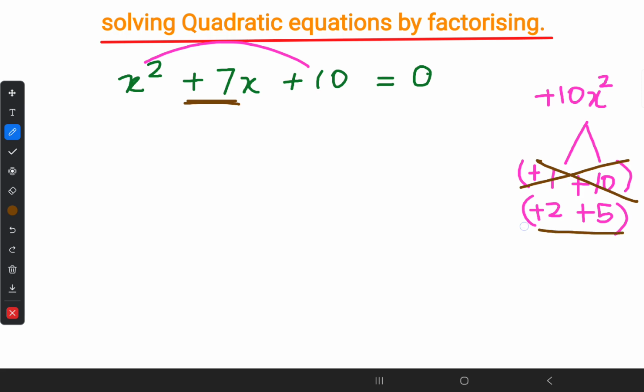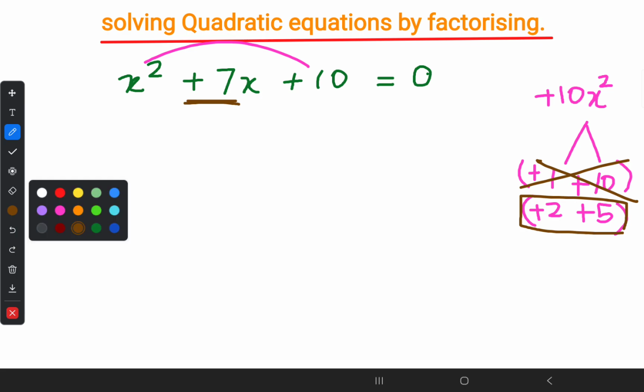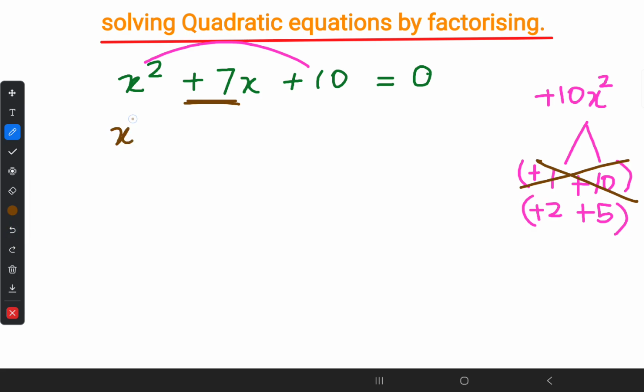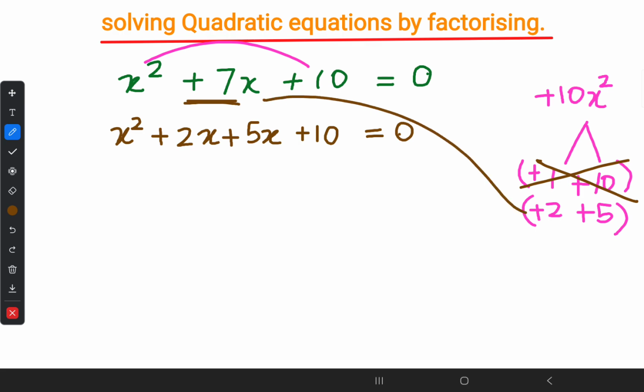Likewise, you can find the suitable multiplication pair. So it would be x square plus 2x plus 5x plus 10 equals 0. First, I found the suitable multiplication pair. Thereafter, I found the most suitable answer by looking at the sum. The sum should be 7. So positive 2 and positive 5 only will give you number 7. So then let's do the factorizing.